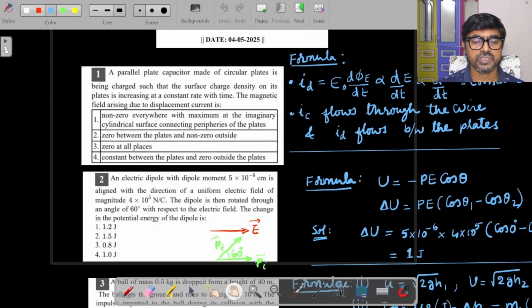Okay, first question in this set. A parallel plate capacitor made of circular plates, meaning displacement current usually, is being charged such that surface charge density on its plate is increasing at a constant rate. So that's a point we need to focus on. Surface charge density is increasing at a constant rate with time. So the magnetic field arising due to displacement current is, okay.